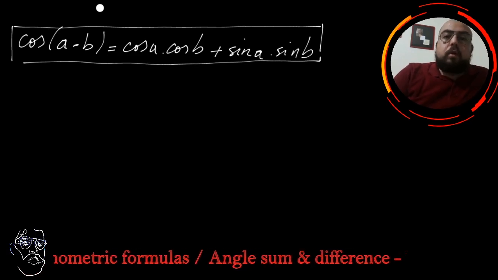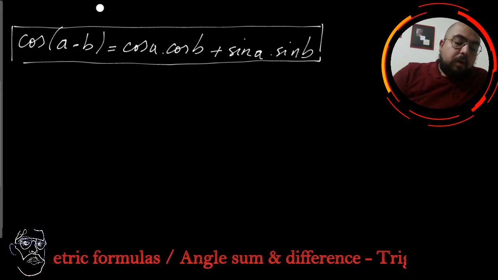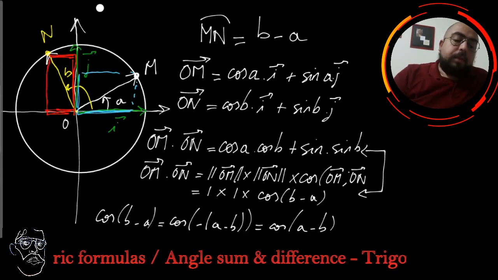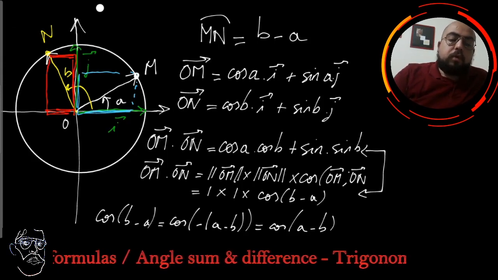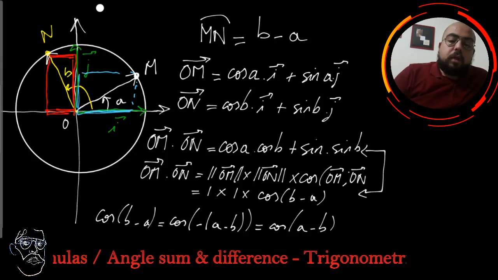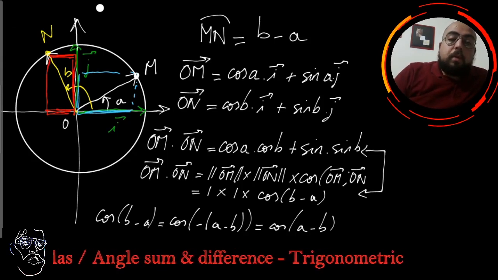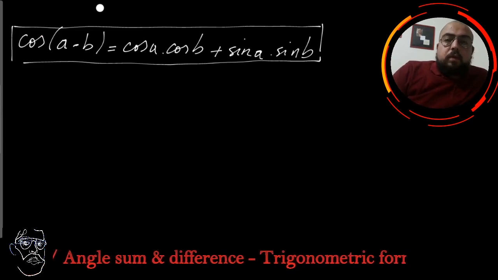So whenever you have to calculate cosine A minus B, you simply use this formula. Whatever I did in the previous part is simply the demonstration. I had to go through the steps in order to prove that cosine A minus B is actually cosine A times cosine B plus sine A times sine B. This is the first one.